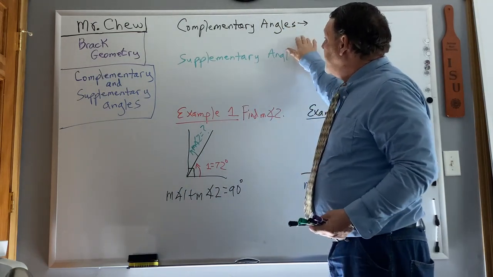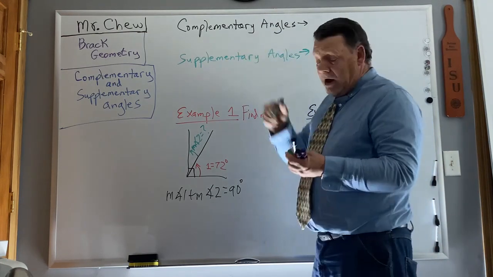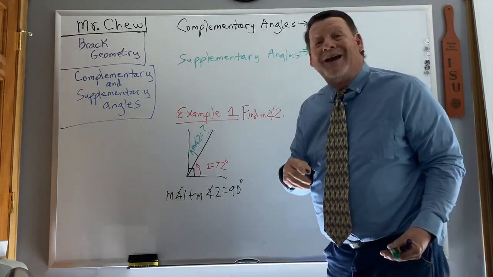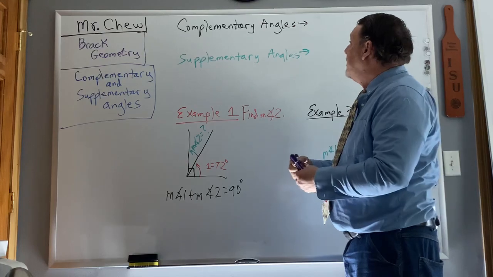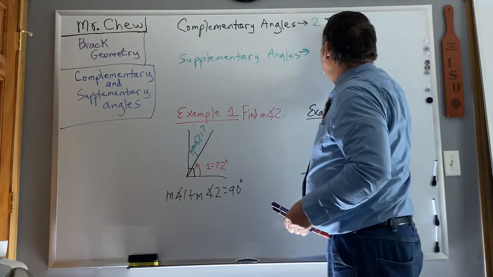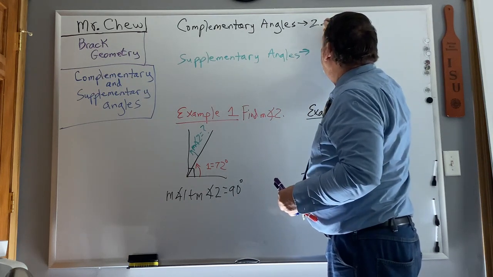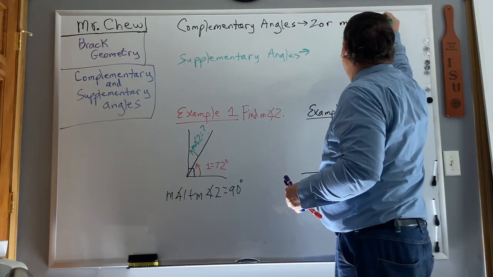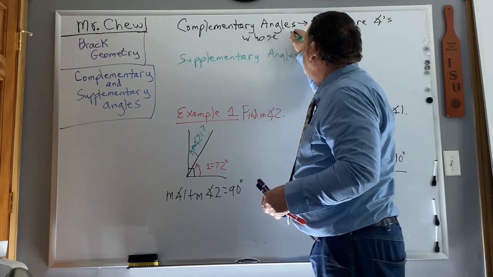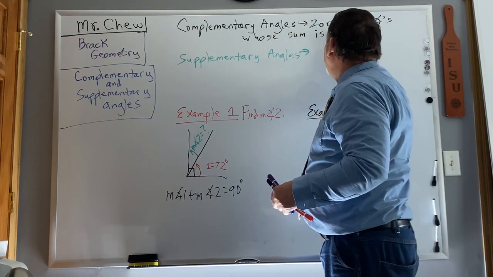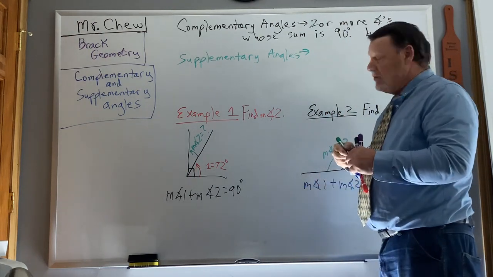So let's talk about complementary angles and supplementary angles. Complementary angles are angles that are added up whose sum is 90 degrees. So it's two or more angles whose sum is 90 degrees. Complementary angles, two or more angles, and I use that little symbol for angles, whose sum is 90 degrees. So in other words, it's a right angle. So that's what you're looking for if you're looking at a picture.